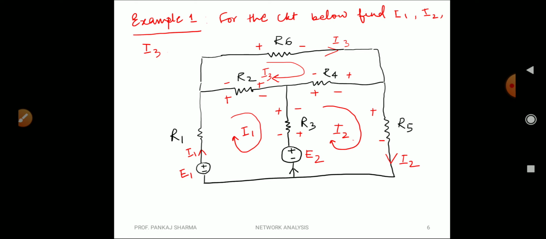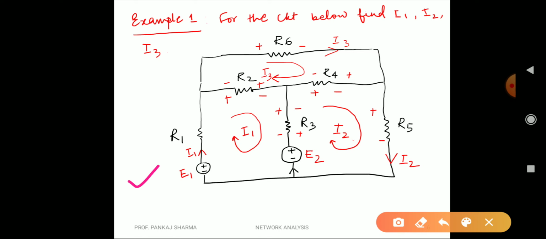See this? This is your E1 given to you. The direction of I1 is given to you. As per this, I1 is set. I1 is like this. See this very carefully.